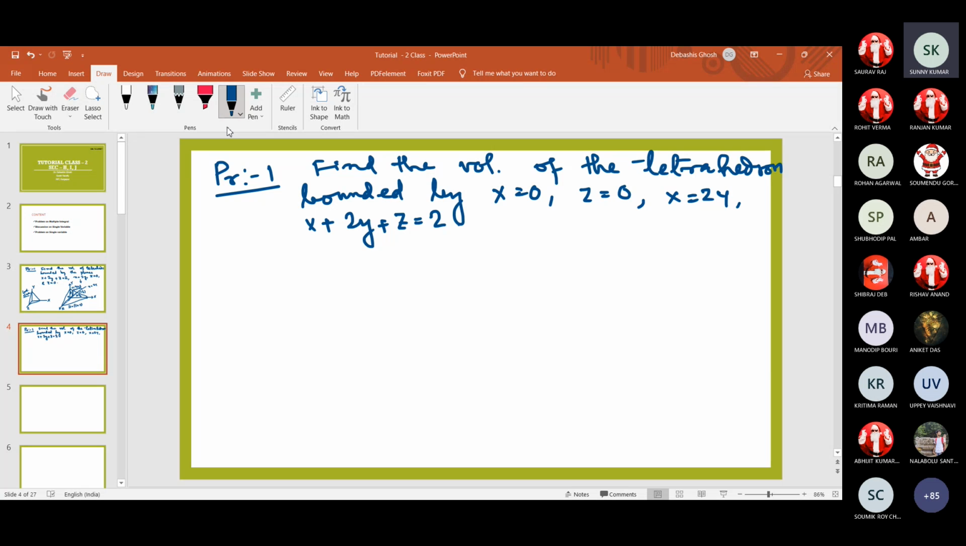So if we draw this, we can have something like this. This one is y, this one is x, this is z. So x equals 0 is the yz plane, z equals 0 is the xy plane, and x equals 2y is a plane passing through the origin. If you consider the plane in intercept form, x equals 2, y equals 1, and z equals 2, we have to connect them.